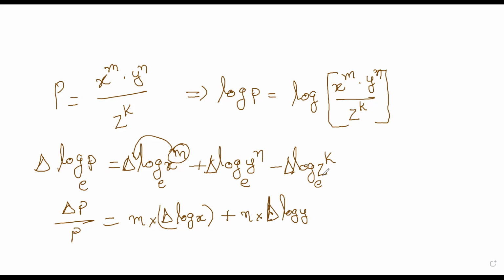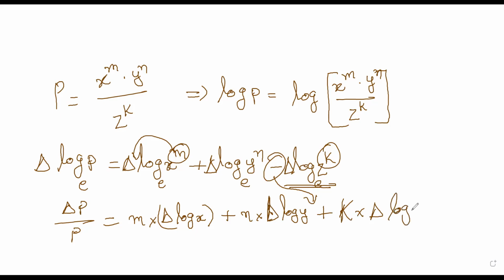And because we are taking the errors, we'll always add up the error. We'll never subtract the error. So this minus sign should be changed to plus. That's what I'm doing here. Never forget to do this. And this becomes k times delta log z, where k is the power.